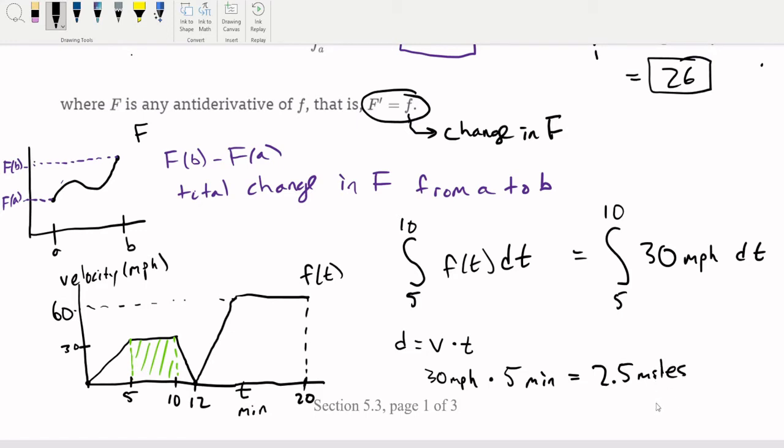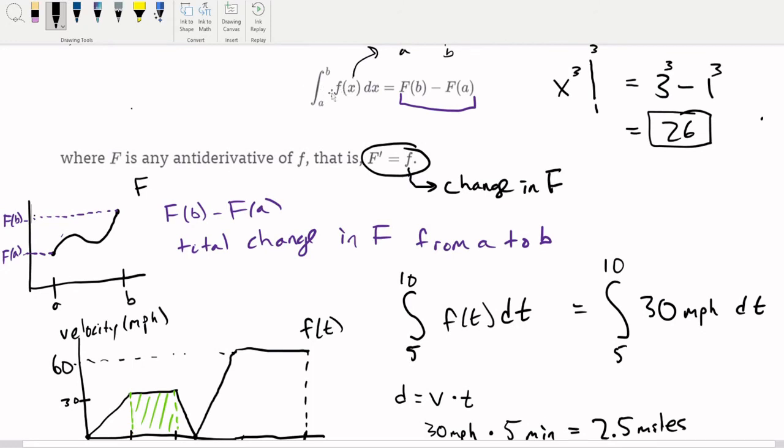So what did I just do there? I used my speed and how long I was going that speed. I was able to multiply those together and find the total distance I traveled. But think about this. Where is distance on this picture? It's not this, it's not this, it's nowhere. So distance ends up being the area under this curve. And this is exactly what the theorem is telling us right here.